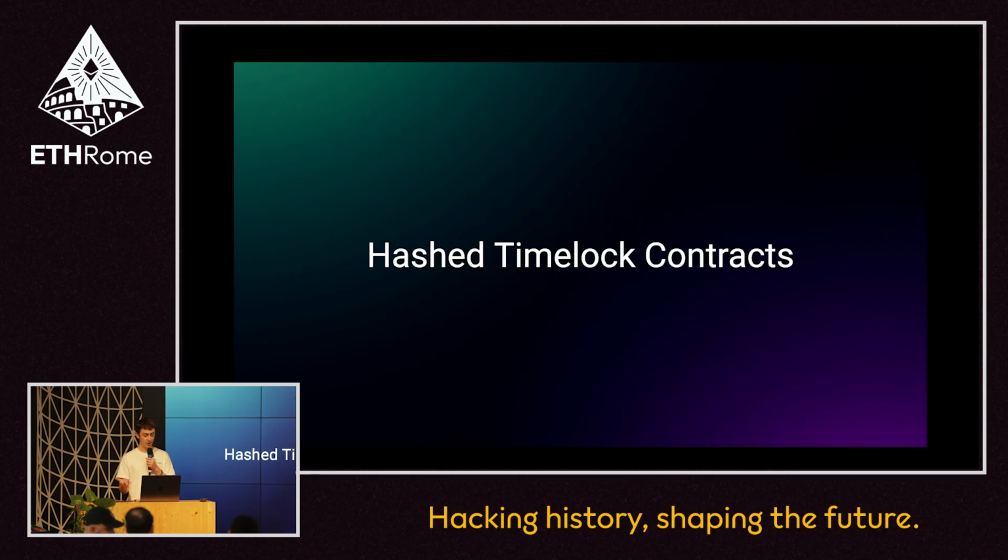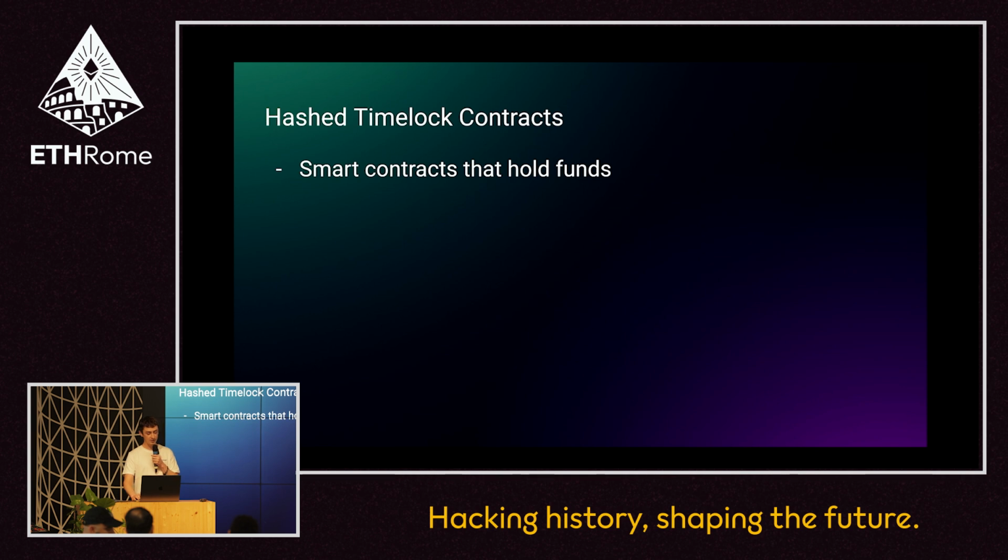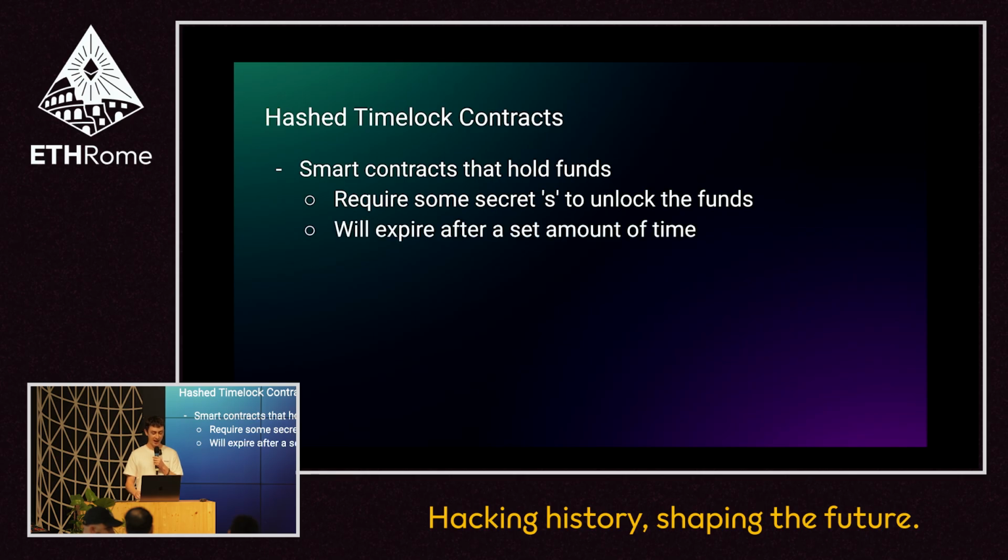And we came upon hashed time lock contracts. Hashed time lock contracts are just smart contracts that hold funds, and they require some secret S to unlock those funds. If that secret S is not provided within a certain amount of time, the contract is set to expire, and the only thing that can happen is the funds go exactly back to where they came from.